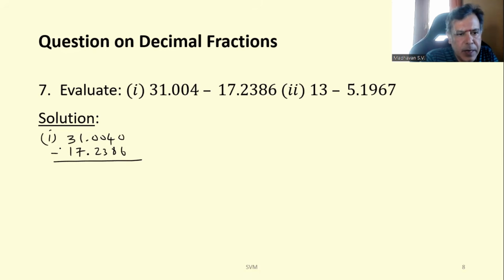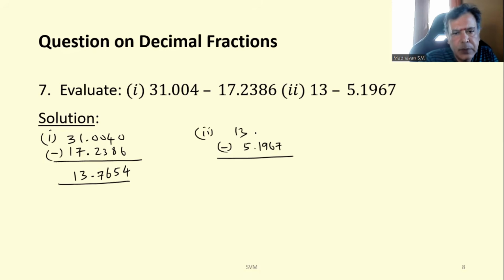Now let us subtract. This will become 4 because you will be taking 1, and 10 minus 6 is 4. This will become 13. 13 minus 8 is 5. This will become 9. 9 minus 3 is 6. This is again 9, 7. This is 10 means 3. This will be 2 means 1. So 13.7654.